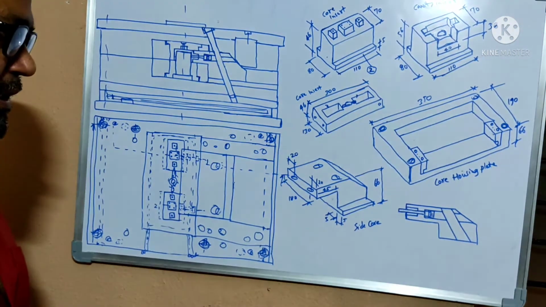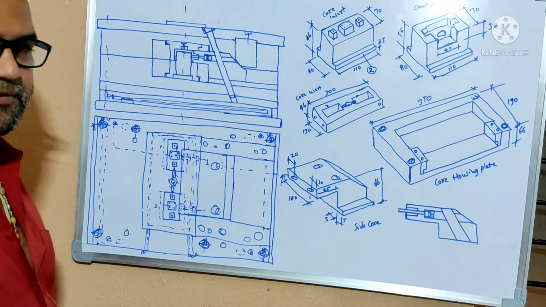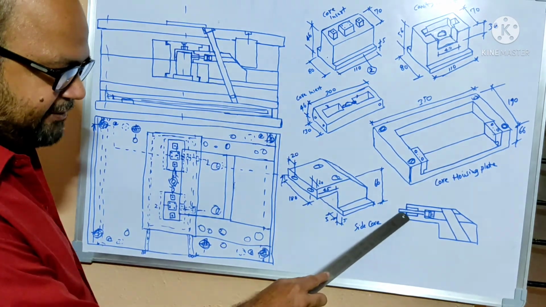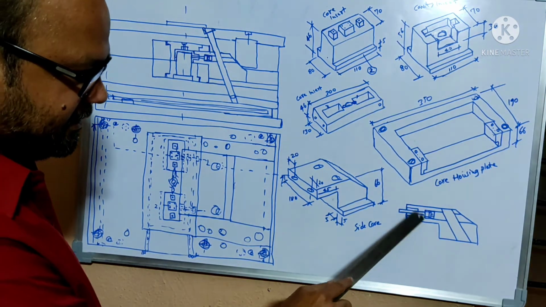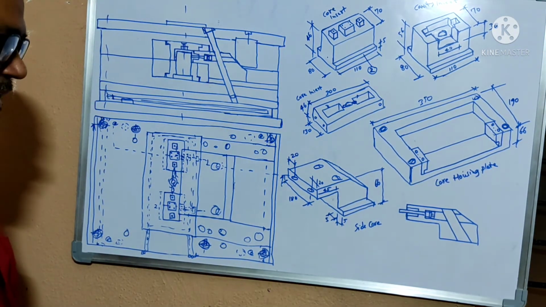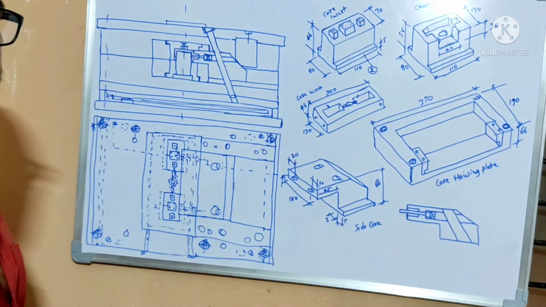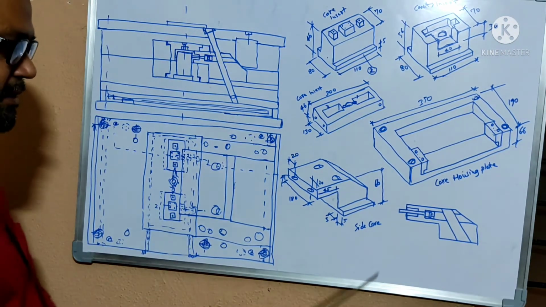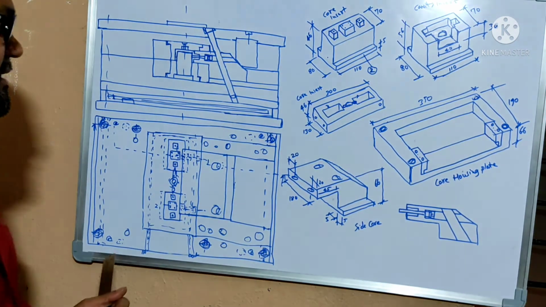While designing, you have to have knowledge about the draft also. The pin should have a minimum amount of draft, and the boss or the profile in the side core also has draft, because the component has to be ejected easily.